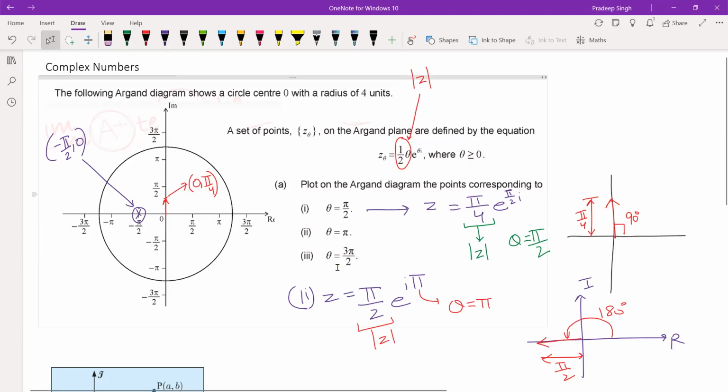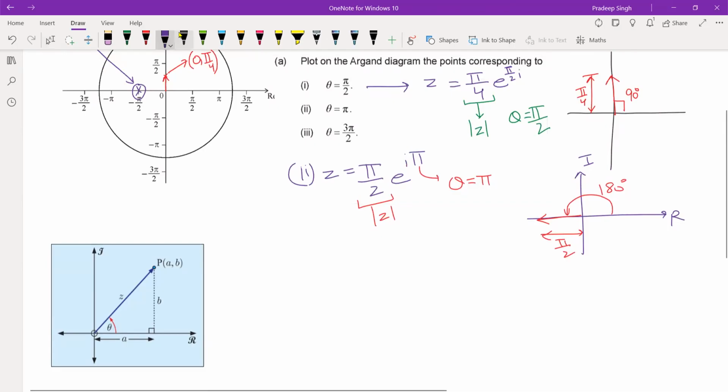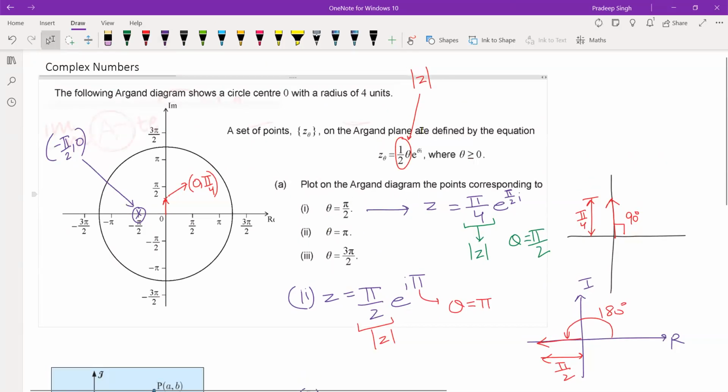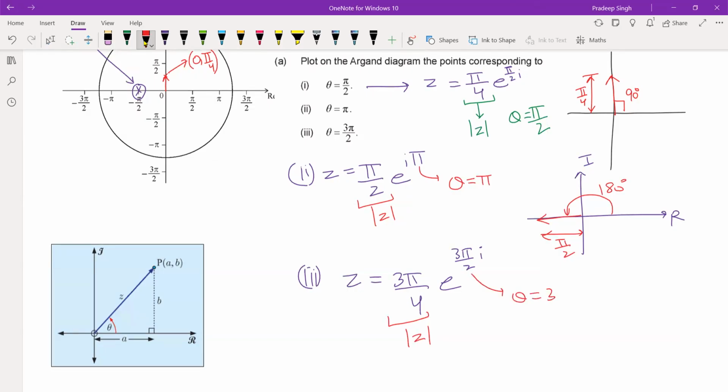Third case, theta is equal to 3 pi by 2. So let's apply the same logic. If we put theta is equal to 3 pi by 2 in the original equation, the z will come out as 3 pi by 4 into e to the power 3 pi by 2 multiplied by I. And then again, like always, we compare it with the standard form. 3 pi by 4 will be the mod z, and 3 pi by 2 is your argument.